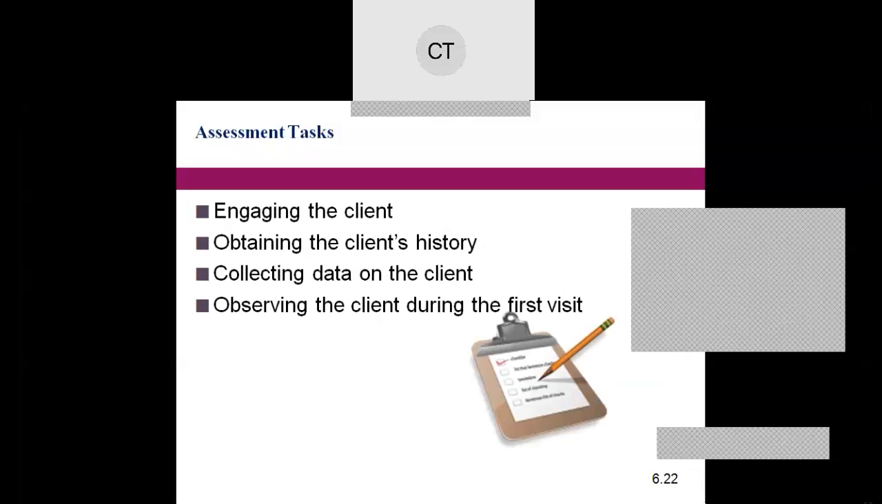Okay. Assessment task. What are the tasks for assessment? Our responsibility is engaging the client. It is not easy to engage the client. That means we must have the consent of the client for assessment. Unless the client consents to the assessment process, we cannot do assessment. So engaging the client is a process.